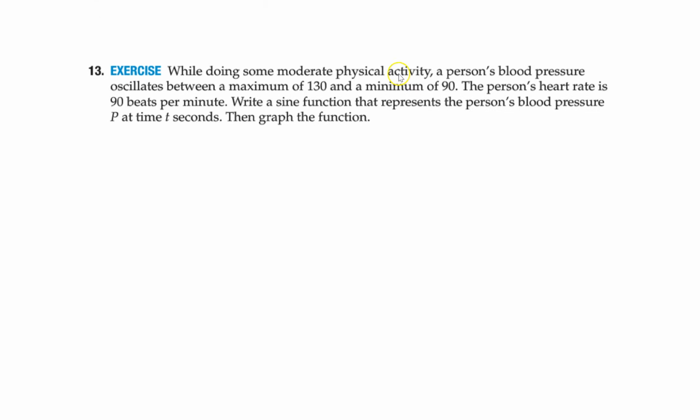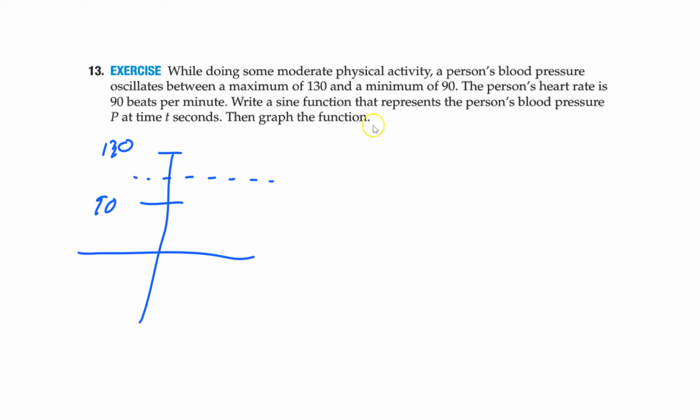While doing some moderate physical activity, a person's blood pressure oscillates between a maximum of 130 and a minimum of 90. So we're figuring out someone's blood pressure. Here's 90 as the min, and then 130 is the max. So again, the whole point is we're going to find the middle. The person's heart rate is 90 beats per minute. So it could do it 90 times in a minute.